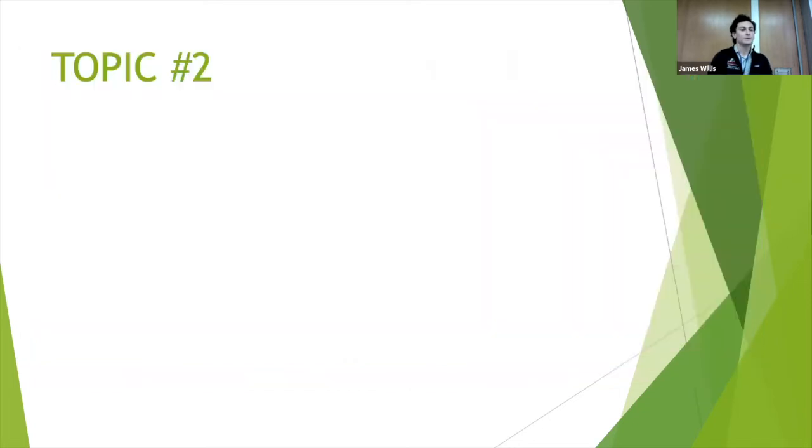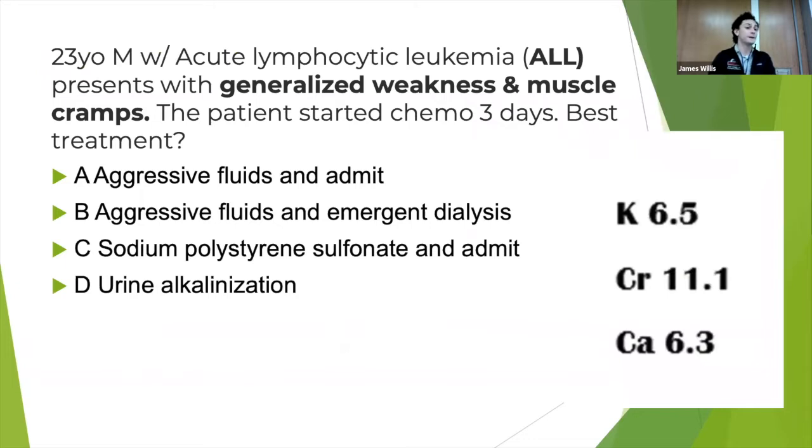So let's move on to our next topic. Now we have a 23-year-old male with acute lymphocytic leukemia presenting with generalized weakness and muscle cramps. The patient did start chemotherapy 3 days ago, and you can see there the potassium is 6.5, creatinine of 11, and a calcium of 6.3. So which one do you think this patient would require?